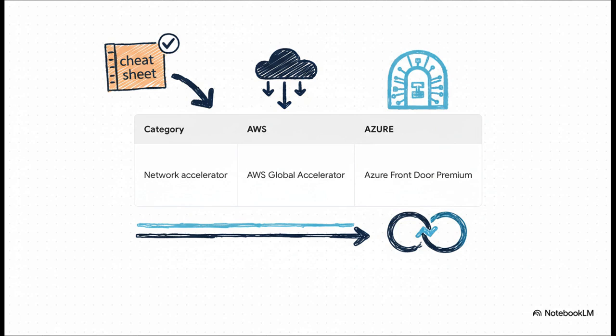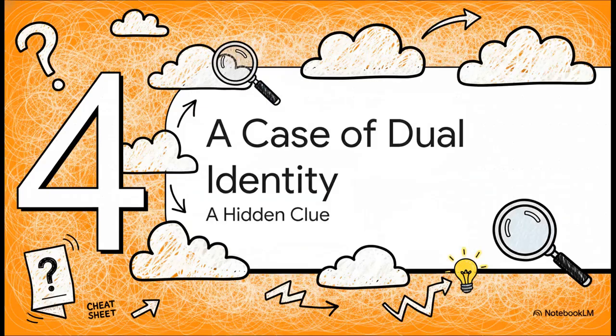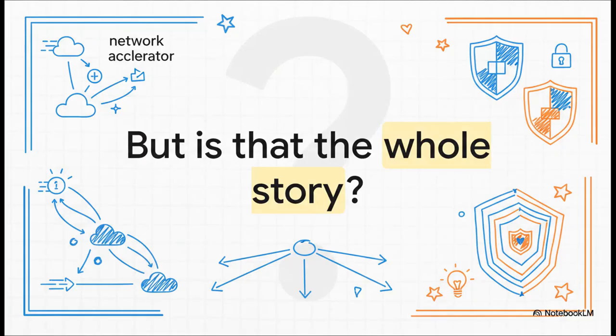Okay, seems pretty straightforward. They look like they're direct equivalents. Case closed, right? Well, not so fast. If there's one thing I've learned about cloud services, it's that the first easy answer is almost never the full story. As we look a little closer at the rest of this cheat sheet, a tiny little clue pops up, and it changes everything. Which leads us to the critical question. Are we really seeing the whole picture here? Is Azure Front Door Premium just a network accelerator?